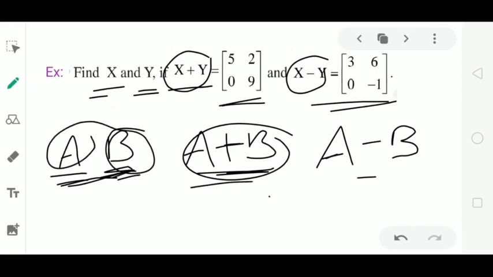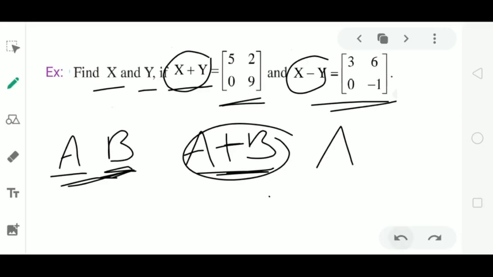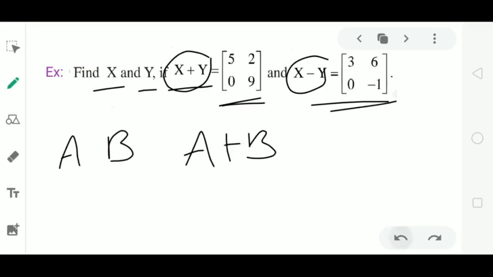Here, instead of A and B, we have X and Y. They have given matrices X plus Y and X minus Y. The question is to find the matrices X and Y. How can you find this?